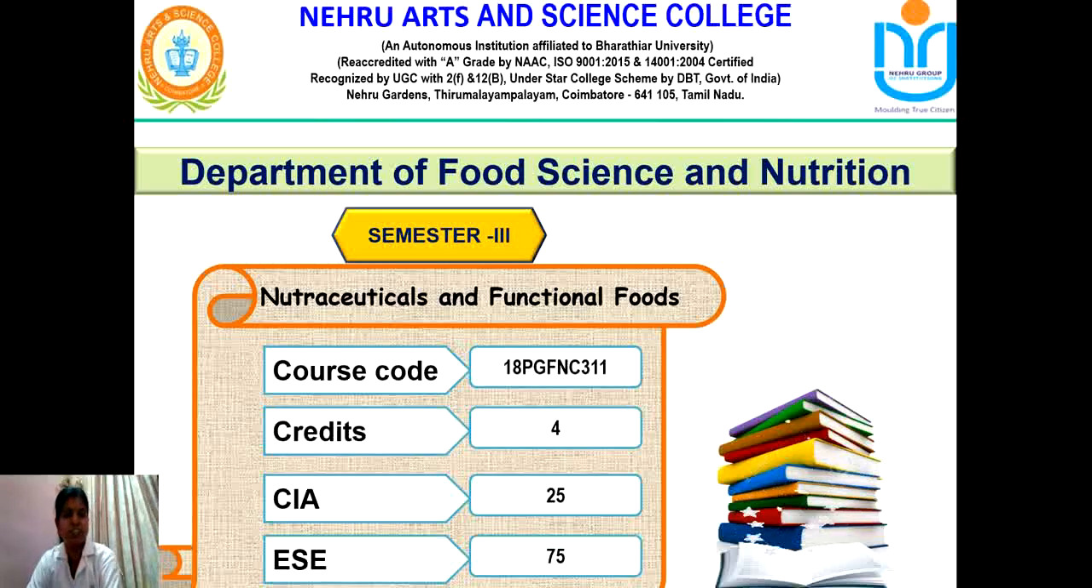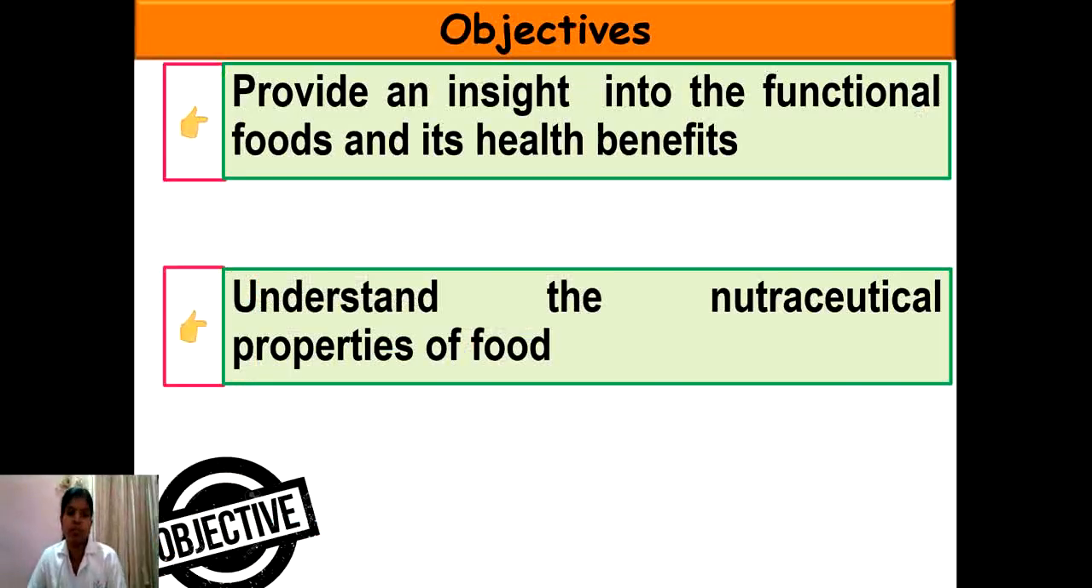Hello students. Today we are going to learn about nutraceuticals and functional foods. The course code is 18PG FNC 311. The main objectives of this course are to provide an insight into functional foods and their health benefits, and to understand the nutraceutical properties of food.